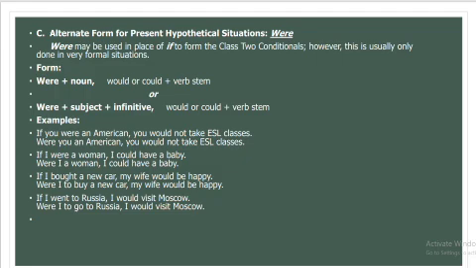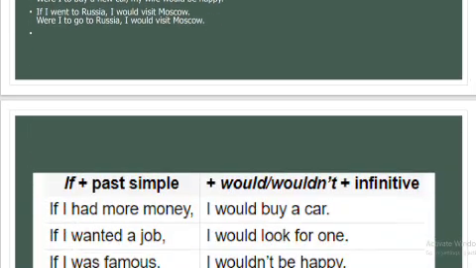The other example is, if I bought a new car, my wife would be happy. The alternative form without if and with were is, were I to buy a new car, my wife would be happy. And the last sentence is, if I went to Russia, I would visit Moscow. And the alternative form is, were I to go to Russia, I would visit Moscow. Okay, let's go to the next slide.